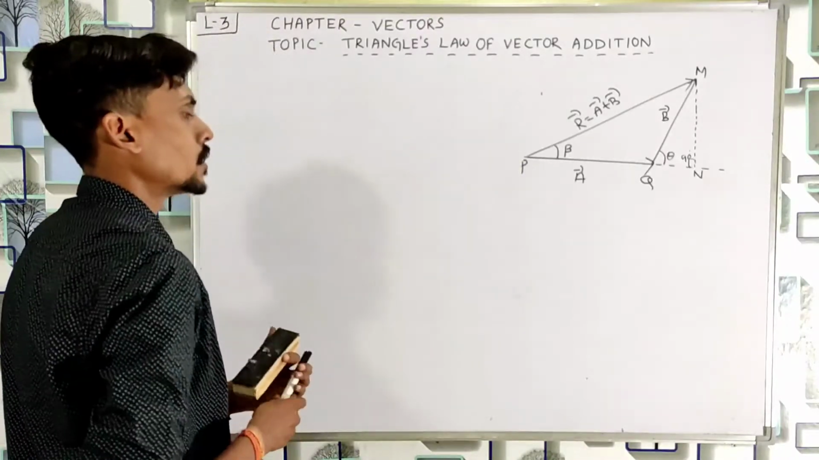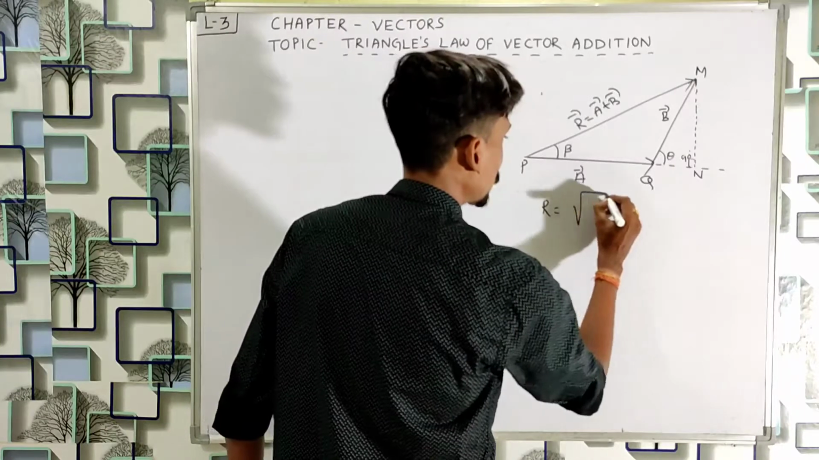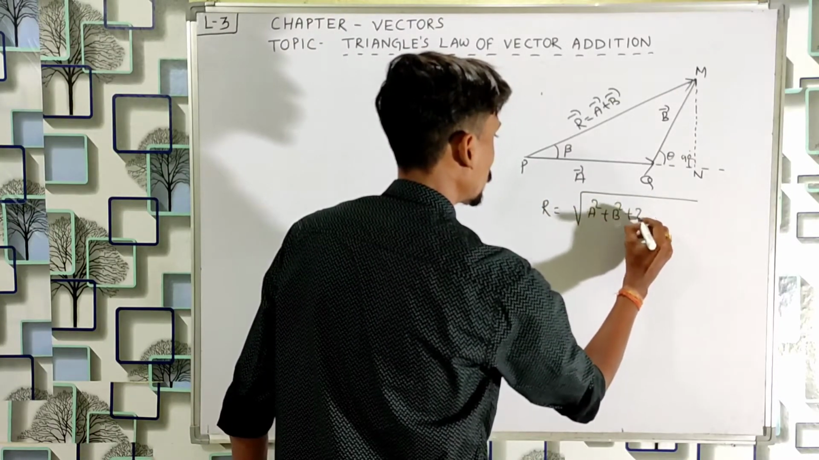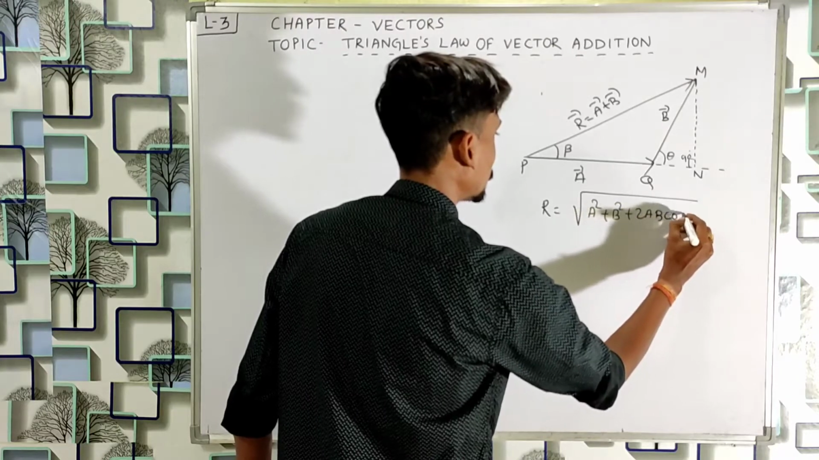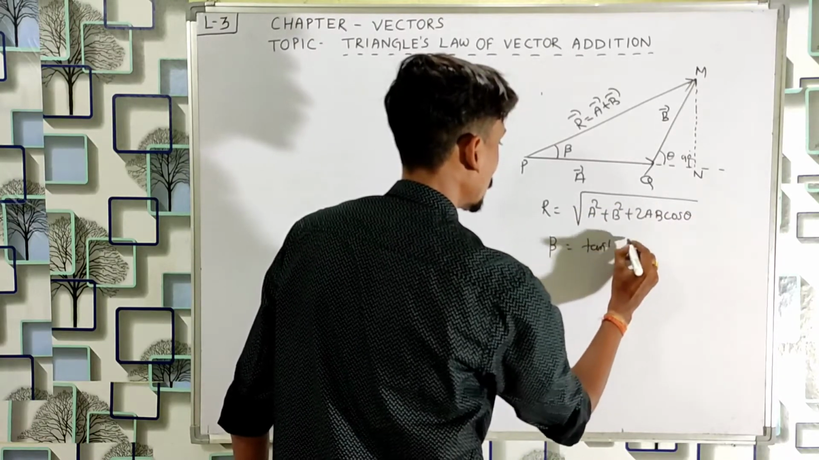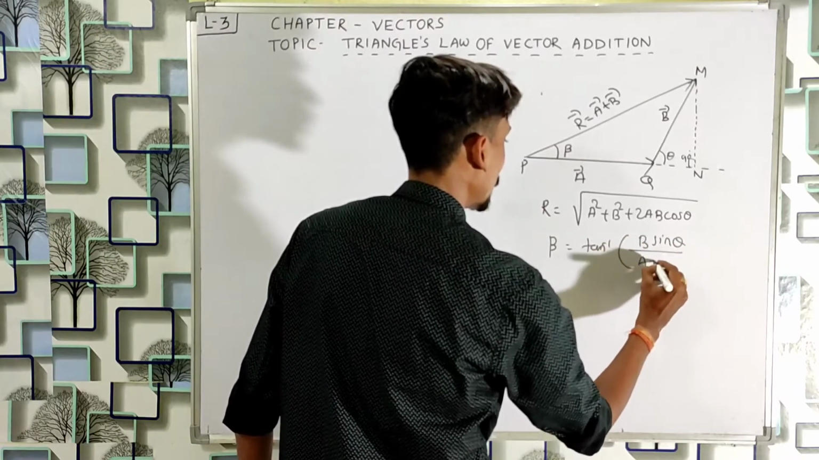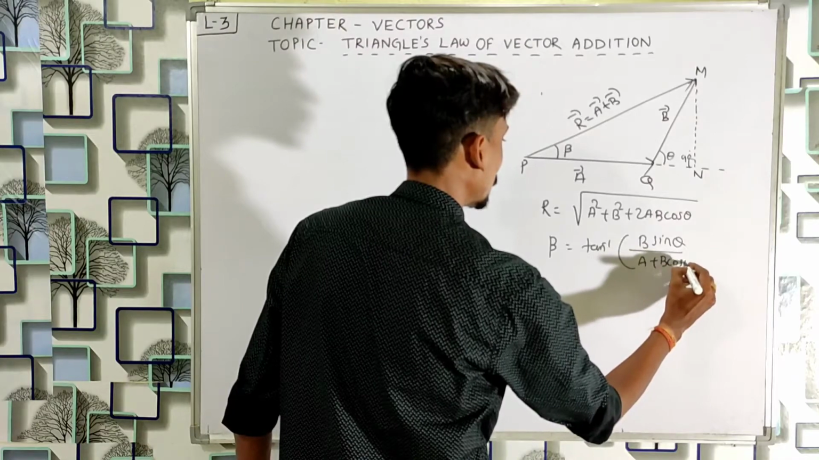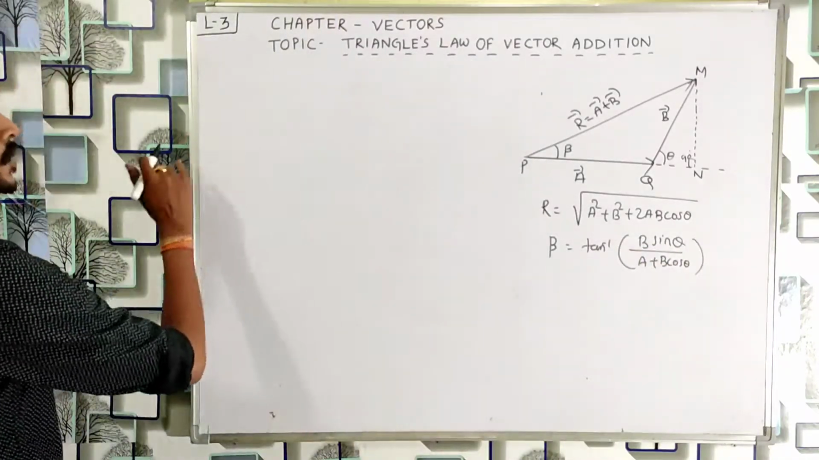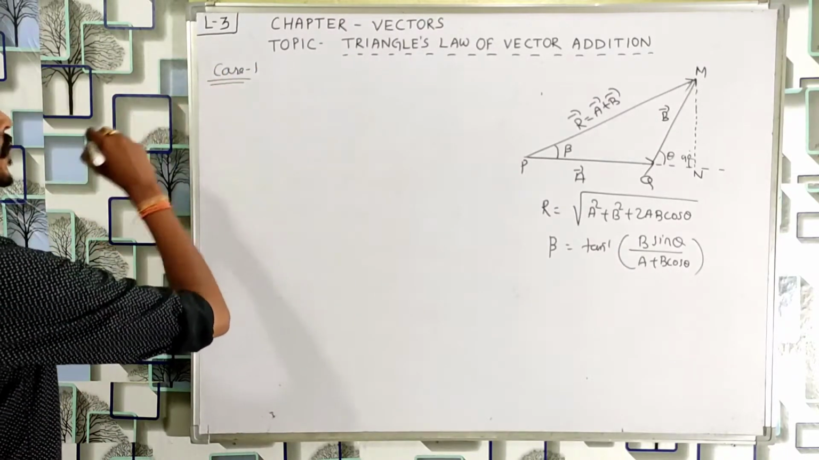So the resultant has magnitude R equal to square root of A square plus B square plus 2AB cos theta, and beta is equal to tan inverse of B sin theta by A plus B cos theta. So we'll discuss some special cases. The first case, case 1.